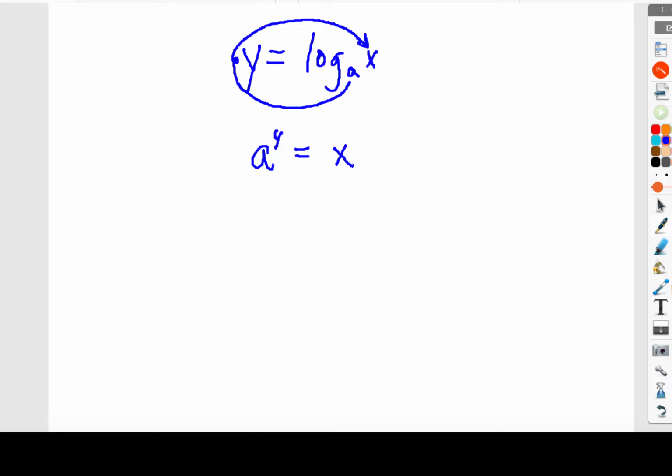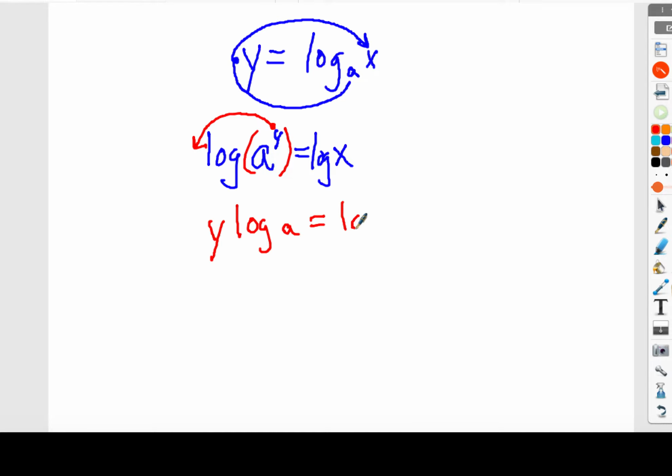What we know about logarithm properties is that if I take the log of both sides, so I'm going to put a logarithm on both sides of this equation, we have a property that says we can take the exponent inside of a logarithm, this y that's up here, and pull it down in front. There's a property that says y times the log of a is the same thing as the log of a to the y.